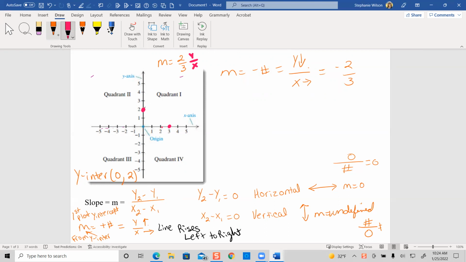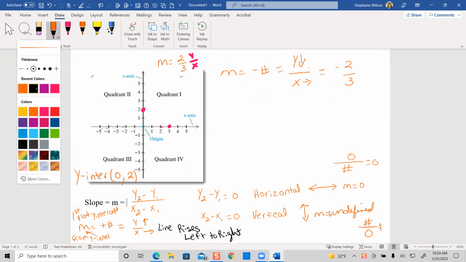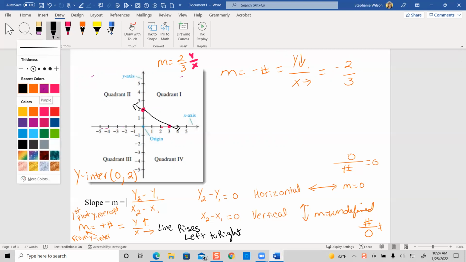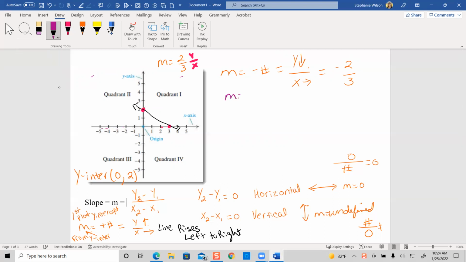And then I am going to connect these two dots. My line's not perfectly straight. And then I got my line based upon the slope-intercept form. Okay, from here, I notice that if my slope is a negative number, that means it falls left to right.